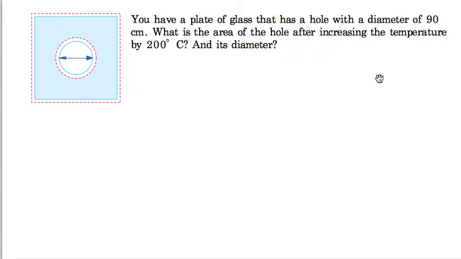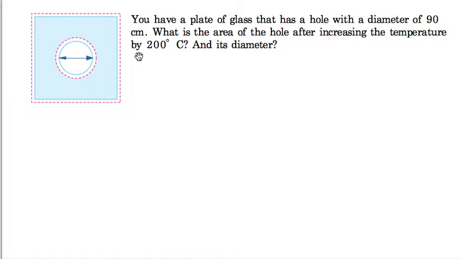The question is, what's going to be the area of this hole after you increase the temperature by 200 degrees Celsius? It says it increases the temperature, so that's going to be the delta T. When they just tell you it increases, that's delta T. It's not TF, it's not TI, it's delta T. They already told you the change of the temperature. So we're not going to be worrying about the TF and the TI. They gave us already the delta T.